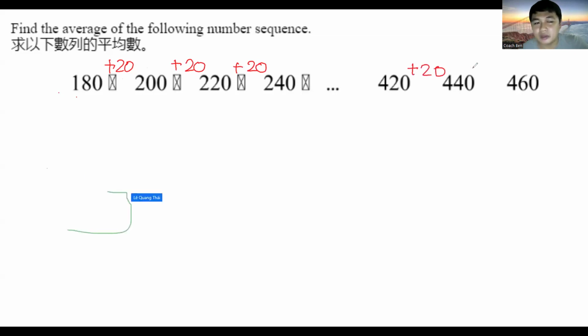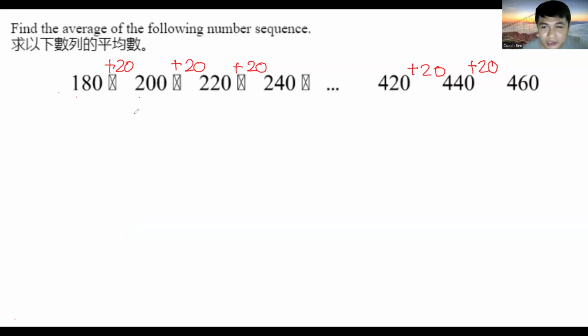So notice that 180 plus 20, 200 plus 20, 220 plus 20, all of these terms are increasing by 20. As much as possible as well, don't write on the board, okay? So we don't distract our fellow classmates. So all of the numbers are increasing by 20. This tells us that this is an arithmetic sequence.